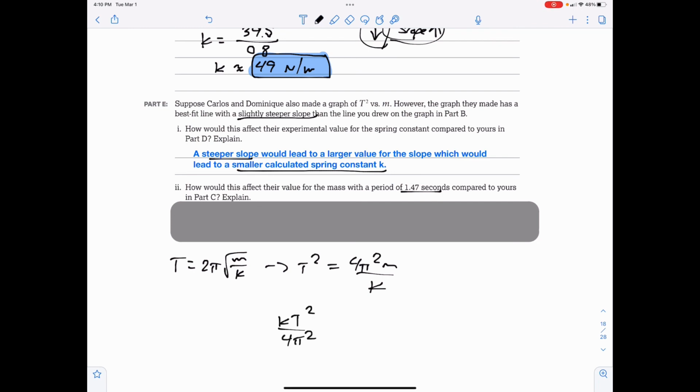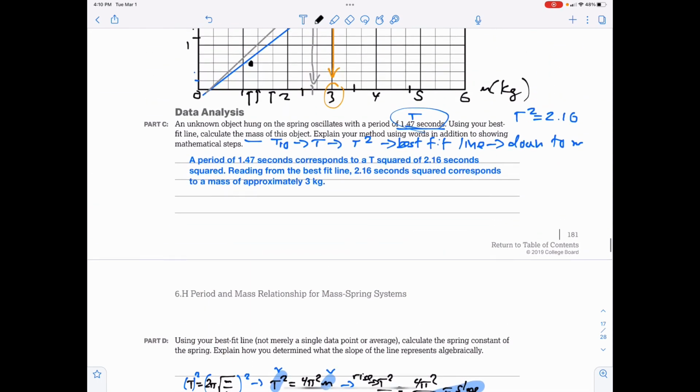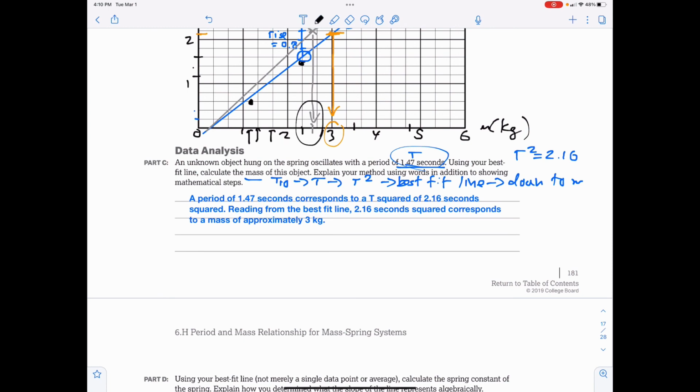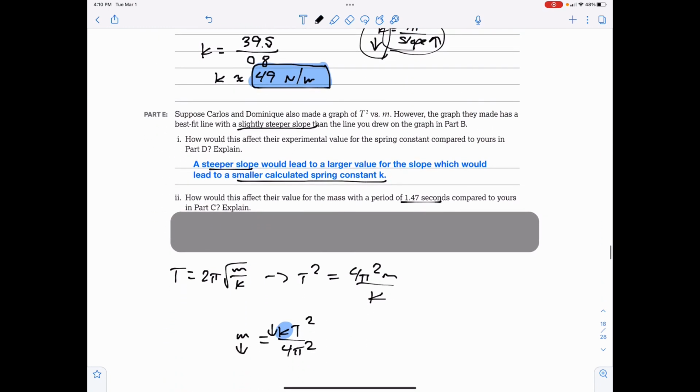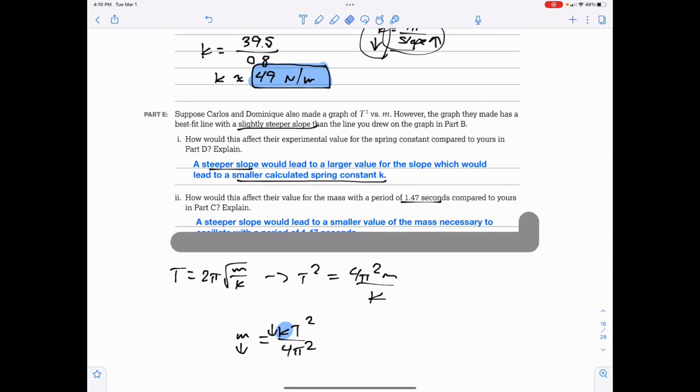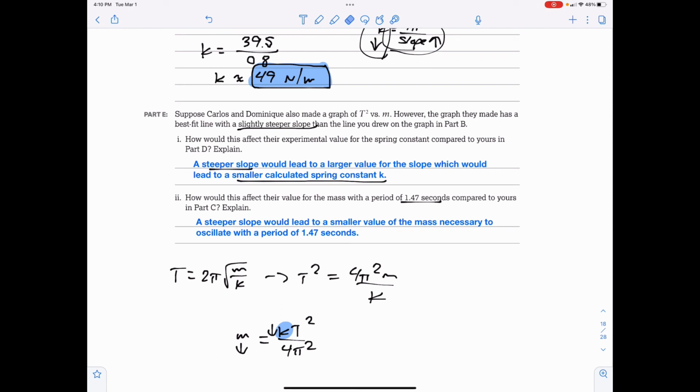Now 4 pi squared is a constant. K got smaller. T stayed the same. So the only thing that's changing is K. If the spring constant got smaller, the mass got less. And you can see that from the graph, the gray arrow right there. Steeper slope would lead to a smaller value of mass.